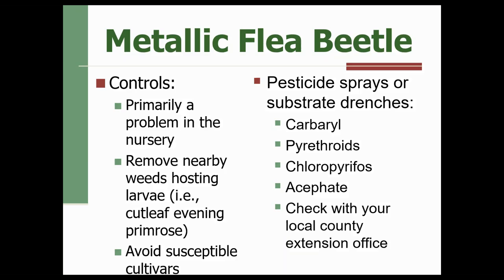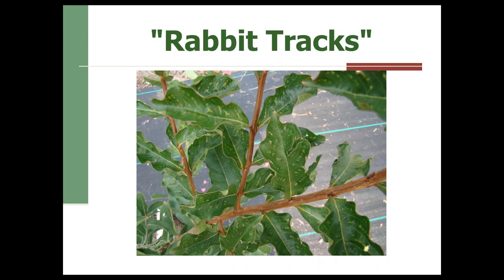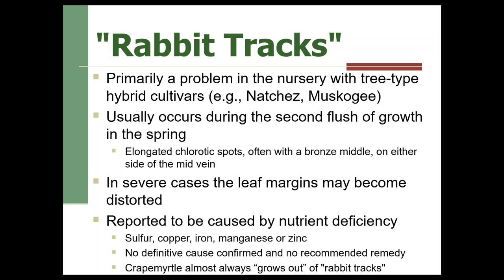The last minor problem is one that is called rabbit tracks, and it really is a disorder. It is not caused by any pest or disease. It usually occurs during the second flush of growth in the spring, and what you see are elongated chlorotic spots, usually between the veins on the leaves. Sometimes you have a little bronzing that takes place as well. It is primarily a problem with your tree-type, fast-growing hybrid cultivars like Natchez and Muskogee. And as I said, it does usually occur in the second flush of growth in the spring. In severe cases, you might have leaf margins that become distorted.